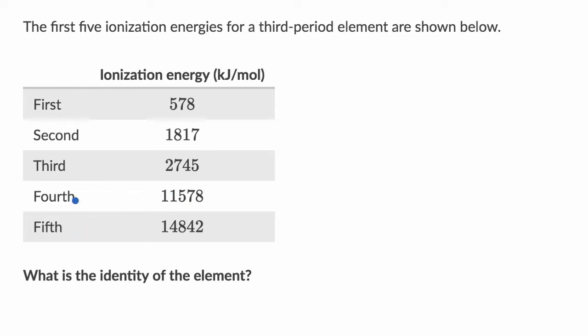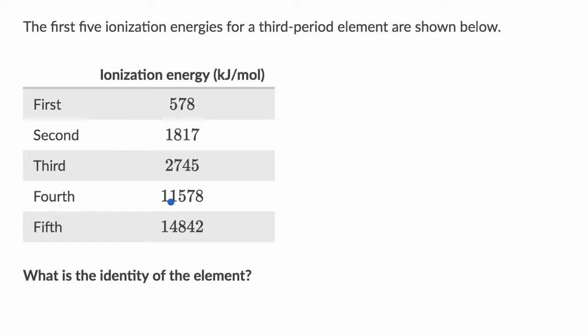So before I even look at a periodic table of elements, let's make sure we understand what this table is telling us. This is telling us that if we start with a neutral atom of this mystery element, it would take 578 kilojoules per mole to remove that first electron, to turn that atom into an ion with a +1 positive charge. And then it would take another 1,817 kilojoules per mole to remove a second electron, so to make that ion even more positive. And then after that, it would take another 2,745 kilojoules per mole to remove the third electron.